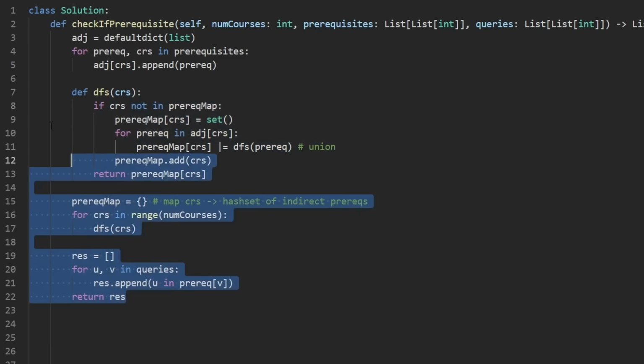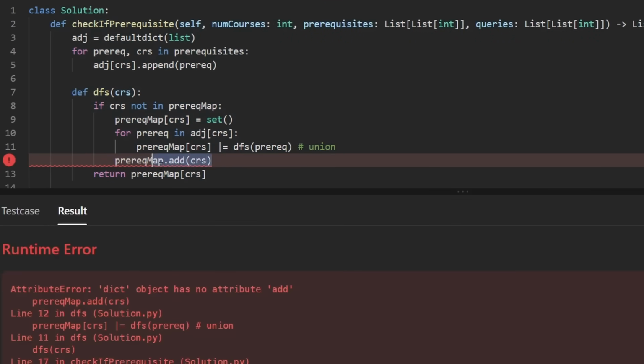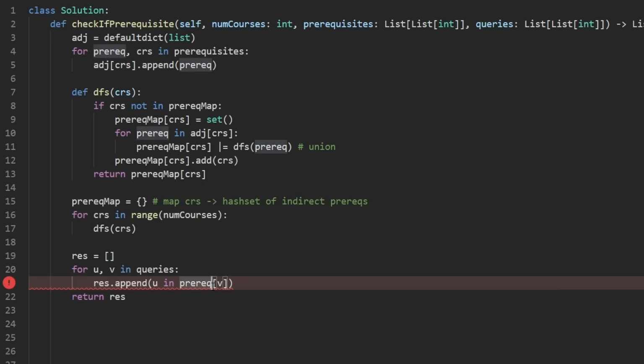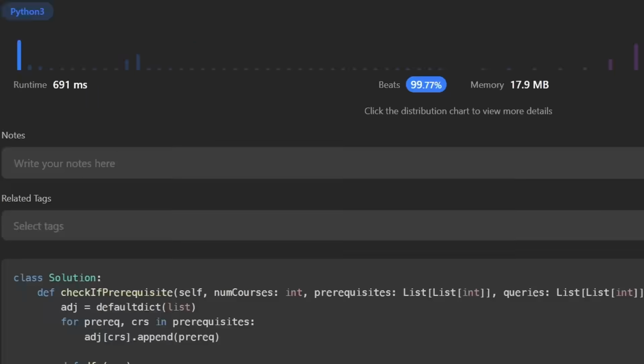But that's the entire code. Whoops, I don't even know how I made that mistake. So we're not adding, we're going to say for this course, we're going to add to it this current course. And another typo down here, this is not prereq, this is our prereq map. Sorry about that. Now let's run it. And as you can see, it works and it's pretty efficient.